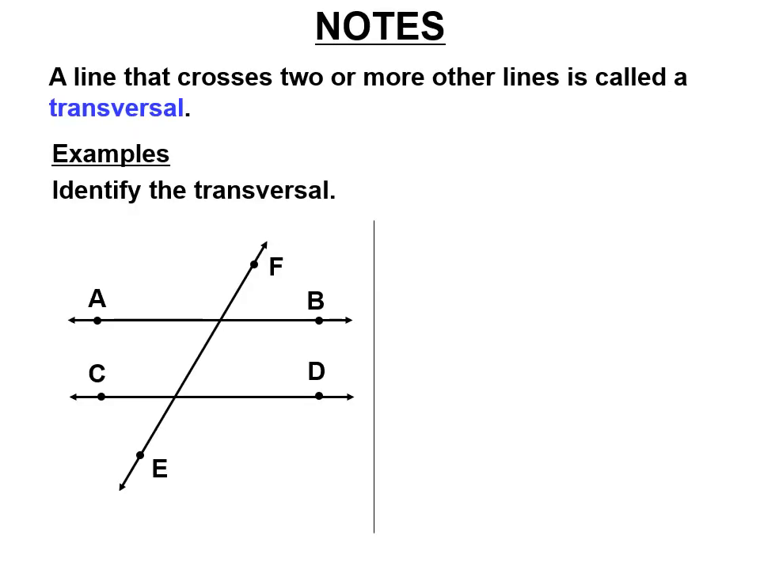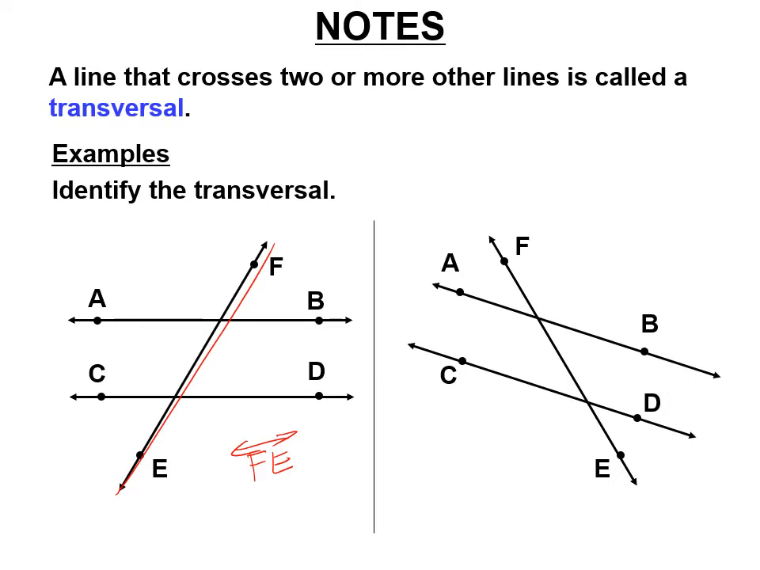So what is the transversal here? The transversal in this picture is line FE. And now transversals don't have to cross parallel lines. The line that crosses 2 or more other lines, it could cross 3, 4, 5. A line that crosses 2 or more other lines is called a transversal. So you look at line AB, it only crosses one line. Line CD only crosses one line. The only transversal in that picture is line FE or EF.